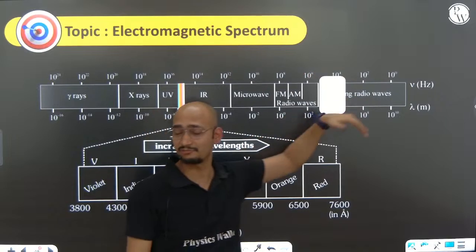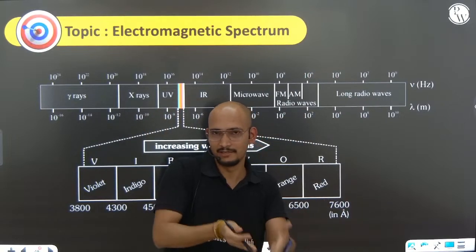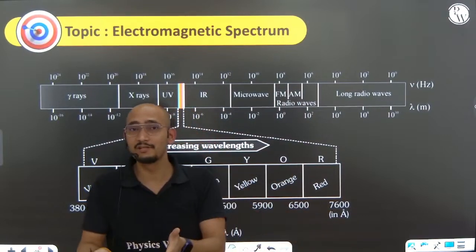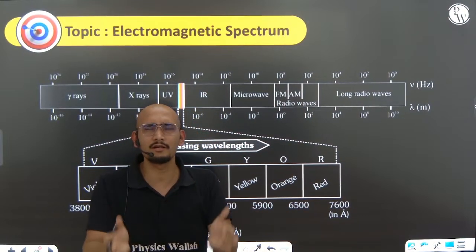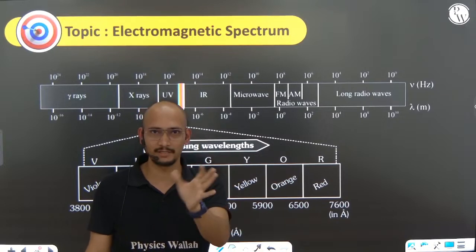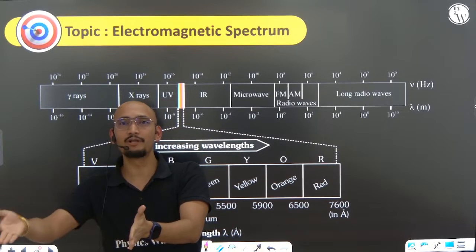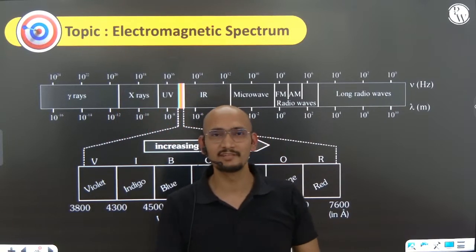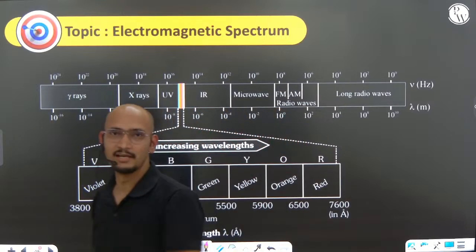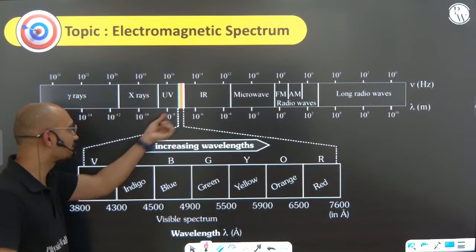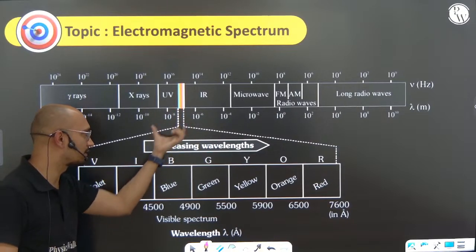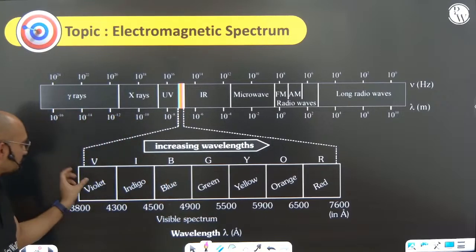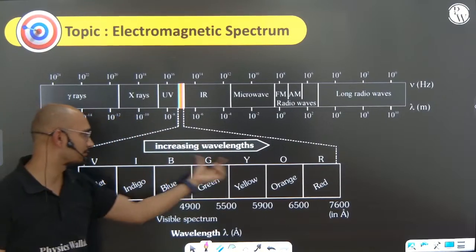Once we go past the microwaves, the next one will be infrared, before red. So before the red color, the one with lower frequency, what is that? Infrared. And then comes the visible light. In visible light all the colors are there, from violet to red, VIBGYOR. After violet, whatever is the frequency beyond violet will be called ultraviolet. And after that there comes X-ray, then gamma, and then cosmic rays. So always keep in mind, but right now we are going to study only the visible light, VIBGYOR.